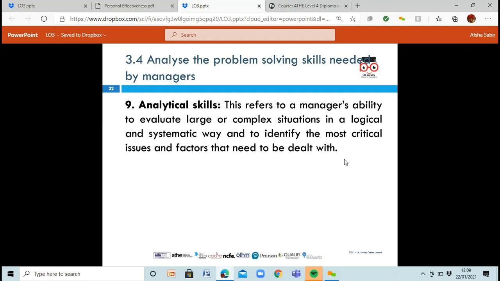And then we've got analytical skills. This refers to a manager's ability to evaluate large or complex situations. They're evaluating quite a complex situation, but they're looking at it in a logical, systematic way. So again, like I said, they're breaking down their tasks. They're thinking, is this the best way to deal with this? They're going to identify any critical issues or major factors, see what will need to be dealt with, and work in that way. So this is them analyzing any future or potential problems that might be caused.